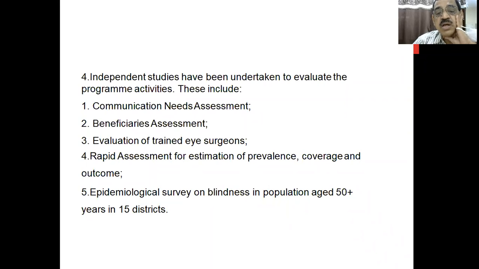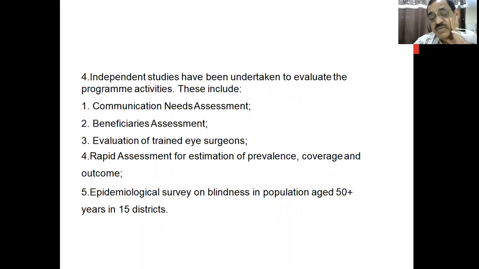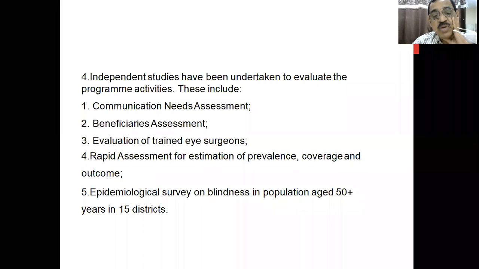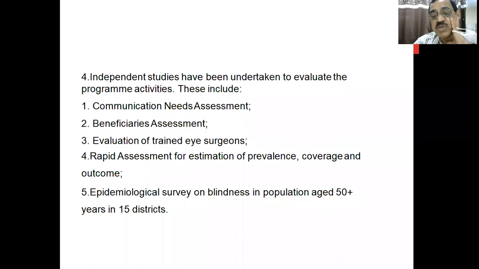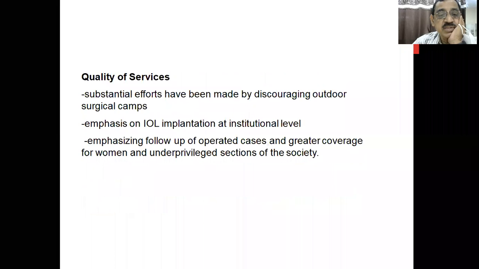These include communication needs assessment, beneficiary assessment, evaluation of trained eye surgeons, and rapid assessment for estimation of prevalence and coverage and outcome. Epidemiological survey on blindness in population 50 years plus. In 15 districts, epidemiological survey in blindness 50 years plus.